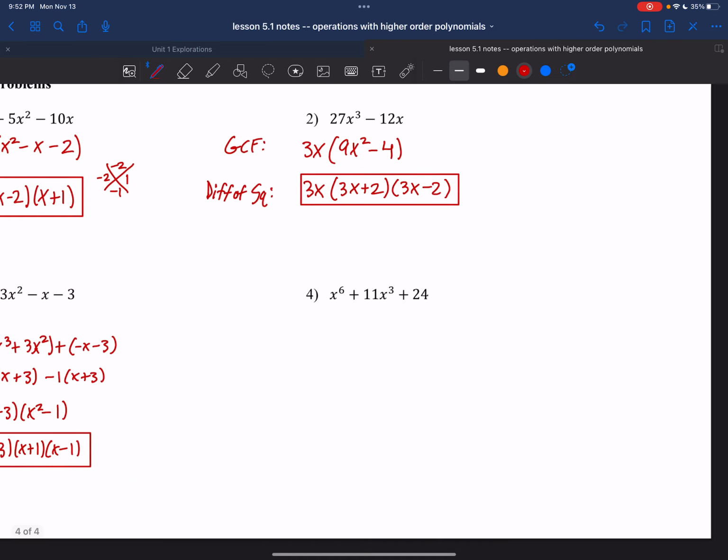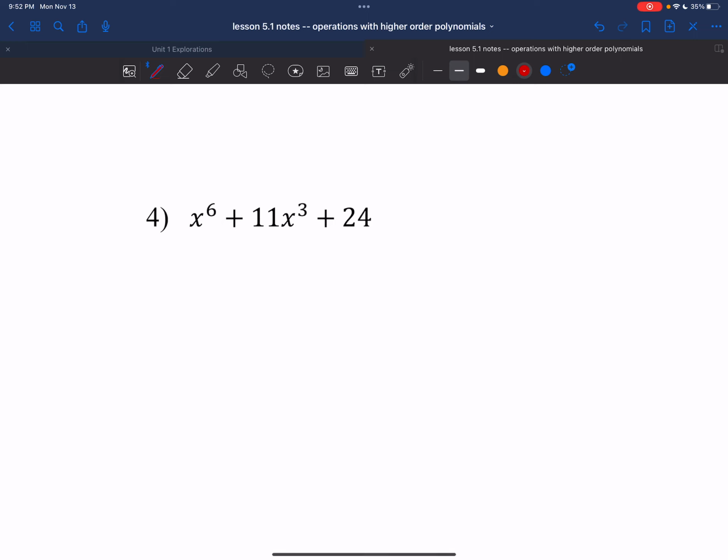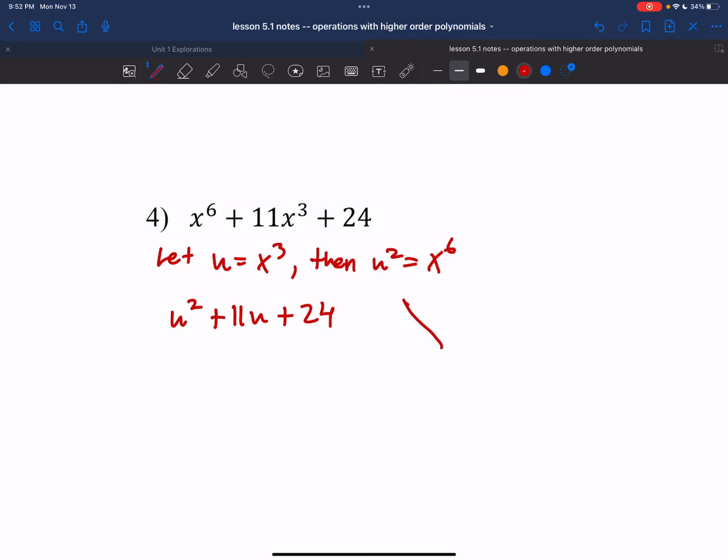Nice. Okay, last one. There's my x to the 6th plus 11x cubed plus 24. So yeah, we're going to do a substitution with u here. So this is going to factor like a quadratic. Let's let u be x cubed. Then u squared is x to the 6th. So this is u squared plus 11u plus 24. And you can use a little factoring puzzle like this, 24 and 11. You should get 8 and 3.